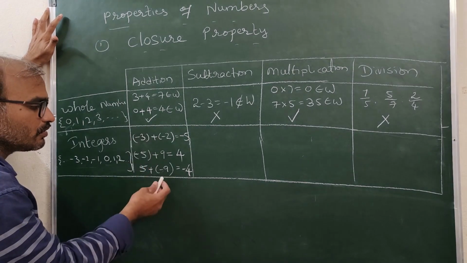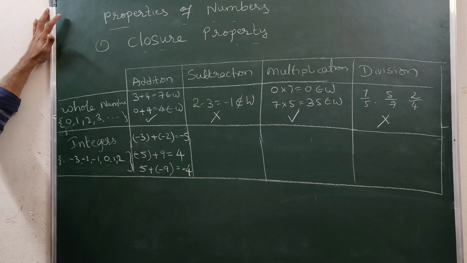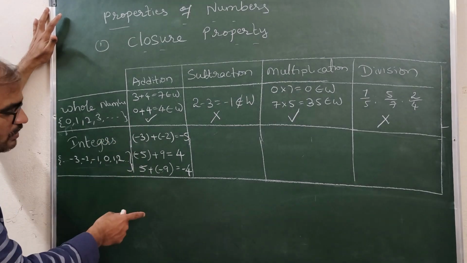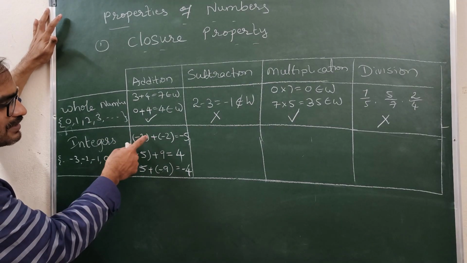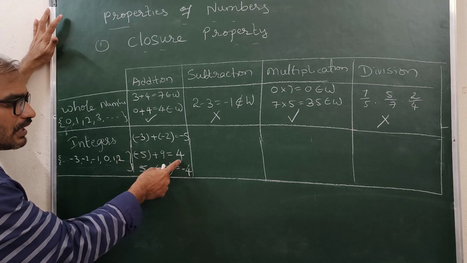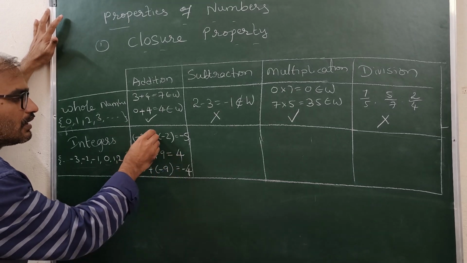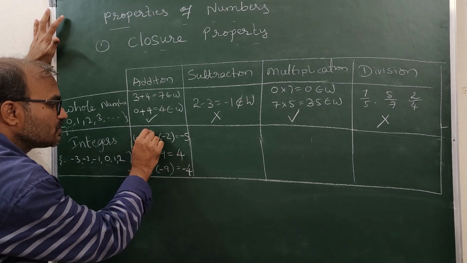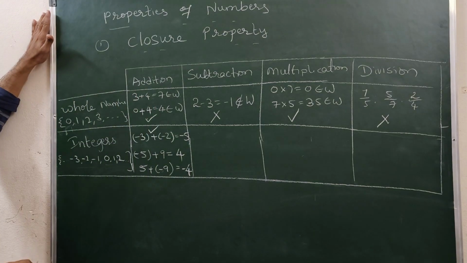In order to remove the confusion, observe here: addition of any two integers is again an integer. So integers are closed under addition.